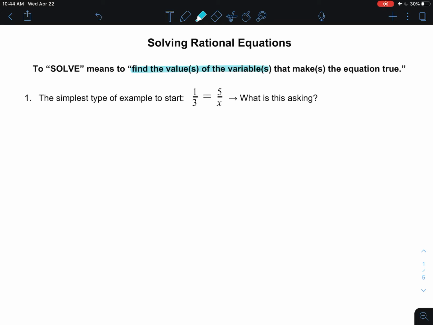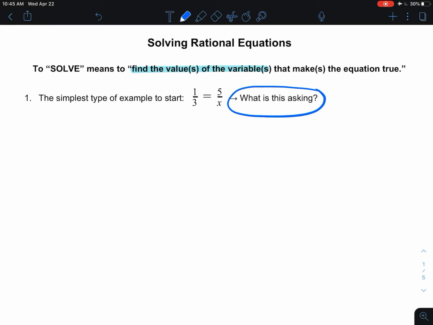So let's look at the simplest type of example to start with so that we can go from there and build off of that to look at more complex functions. So 1/3 equals 5 over x. That's a rational equation because we have two rational expressions on either side that we are being asked to solve for the variable.